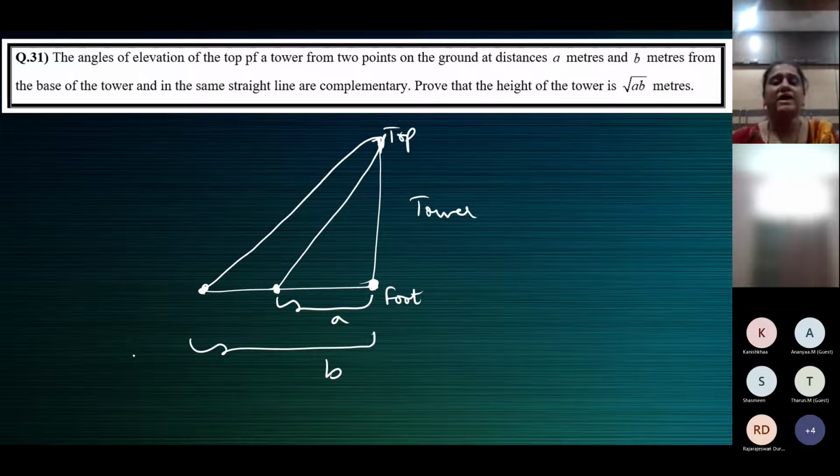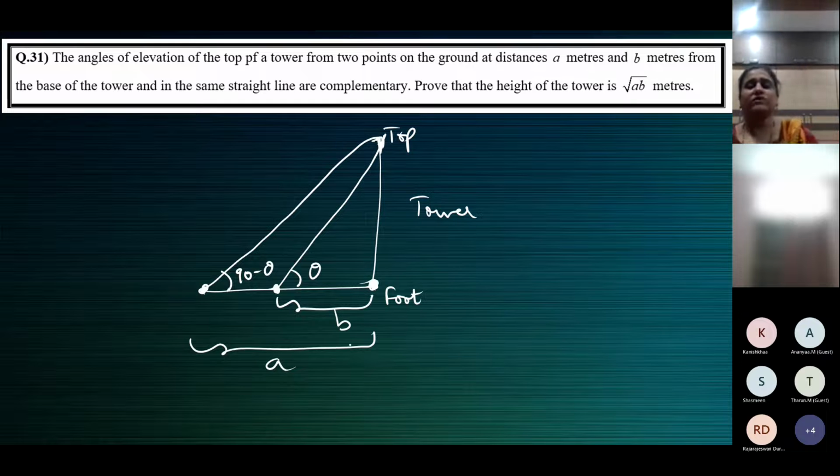Okay. Now the angles of elevation are complementary. So that means if you take this as theta, this will be 90 minus theta. Or you can take this one as theta, anything. You can take any angle. One angle is theta, the other one will be 90 minus theta. A, B also, you can exchange A and B. You can take this as A and this as B. All that will not affect the answer.